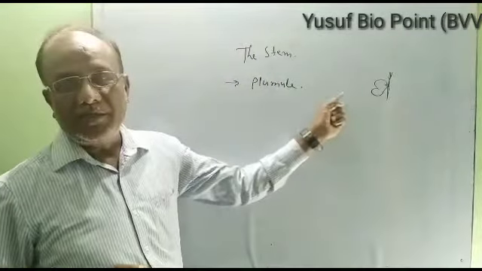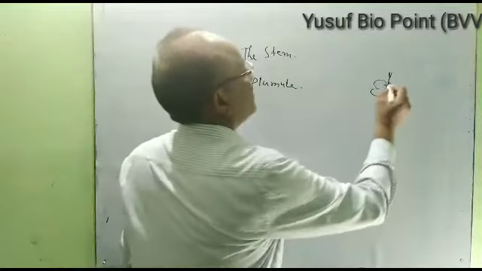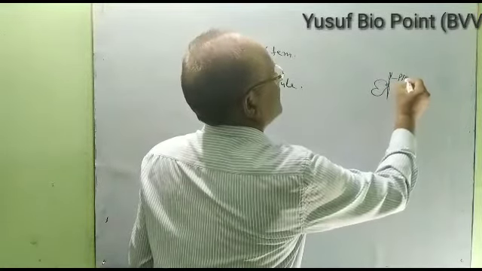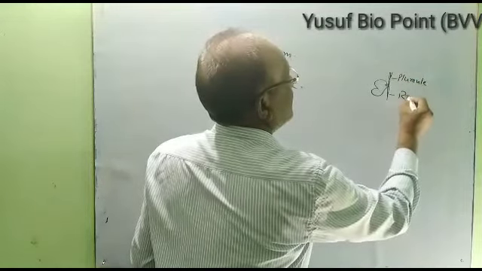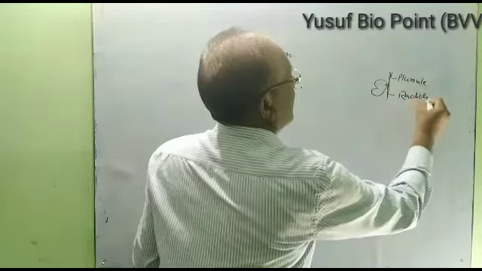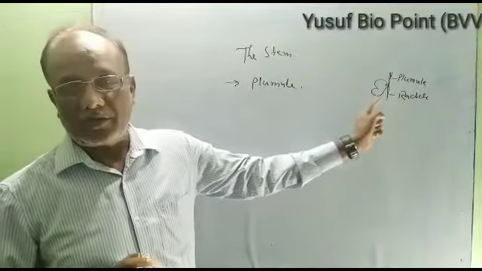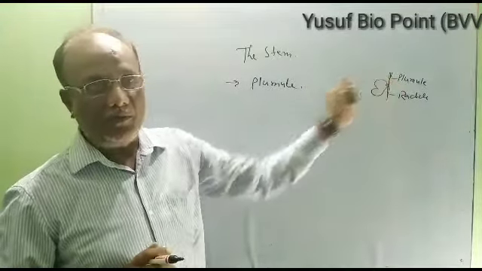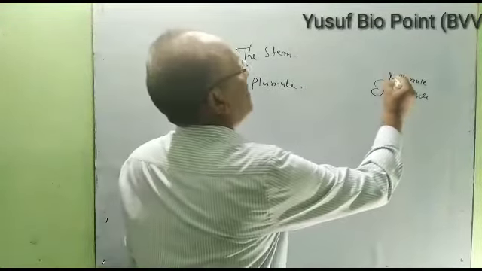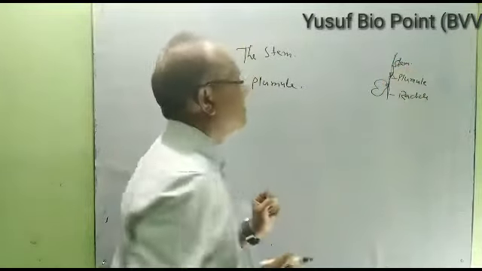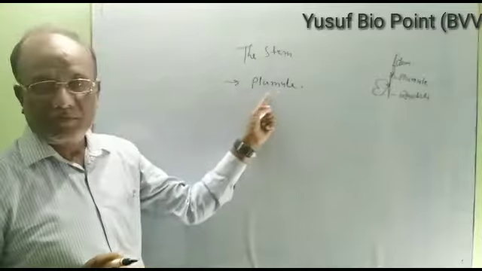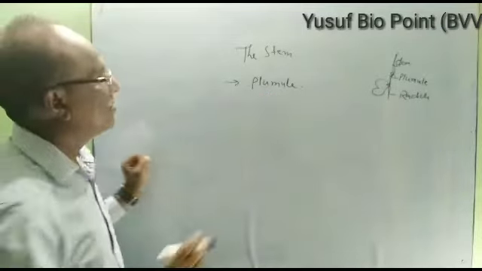When it germinates, this portion is called plumule, and this is called radicle. This is called plumule, and from the plumule, a stem develops. So it develops from plumule.